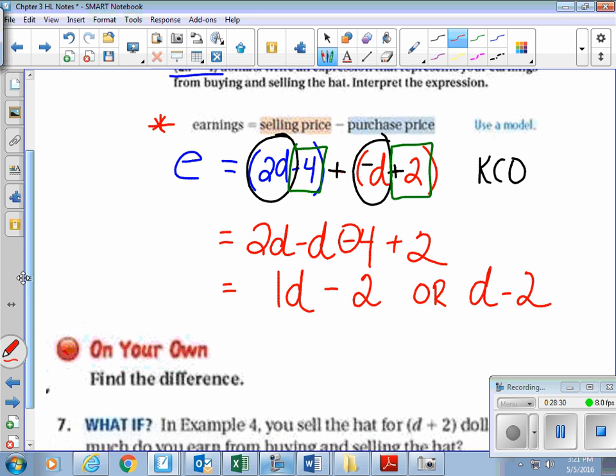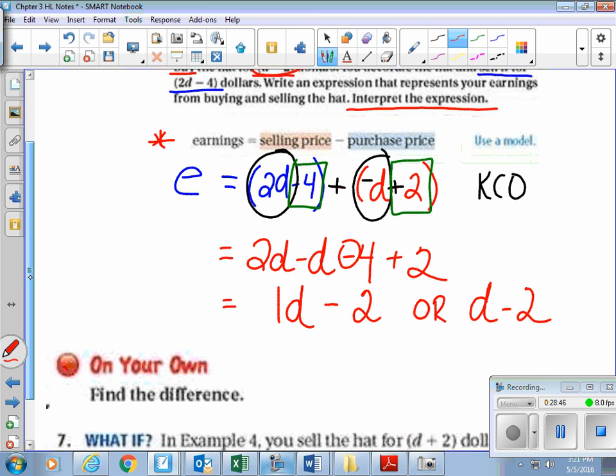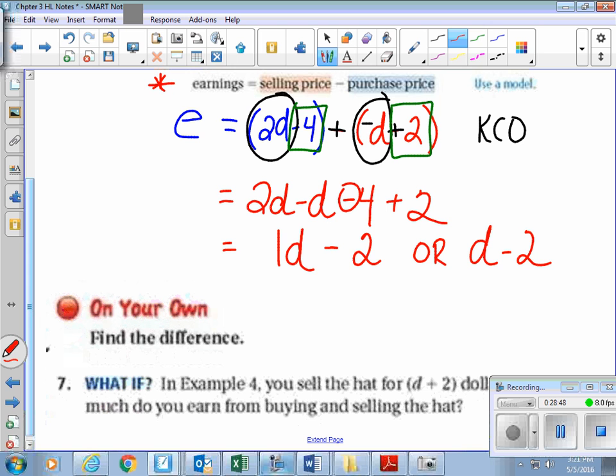So they're asking us to interpret that expression, D minus 2. Well, if I look back, I can see that I actually paid D minus $2 for the hat. And if my earnings are D minus 2, that pretty much means that I doubled what I paid for it. Right? Or I paid D minus 2 for the hat, so I doubled my money by selling it for twice what I paid. So what does it mean we doubled our money?